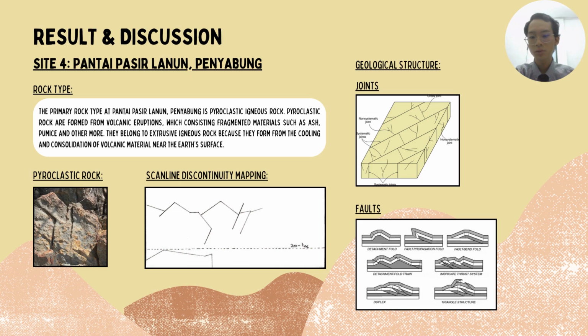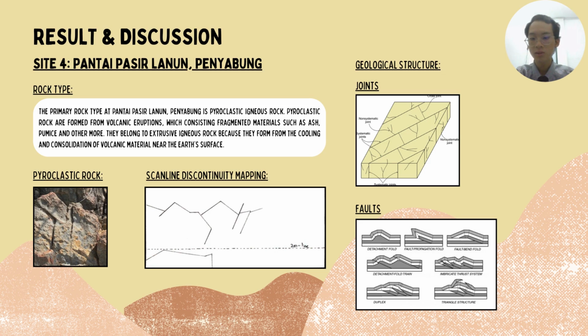So now I'm going to continue with Site 4, Pantai Pasir Lanun, Penyabong. The rock type at Pantai Pasir Lanun, Penyabong is pyroclastic igneous rock, which is formed from volcanic eruptions, consisting of fragmented materials such as ash, pumice, and more.